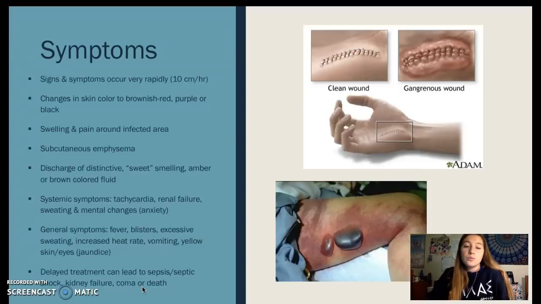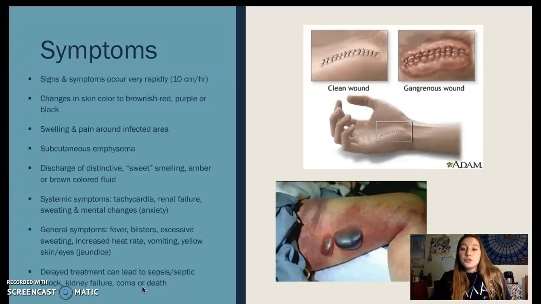General symptoms that occur with most cases are blisters, fever, excessive sweating, increased heart rate, vomiting, and jaundice, which is yellow skin or eyes. Jaundice isn't an initial symptom. It occurs later on, but it does occur. Delayed treatment can lead to sepsis, septic shock, kidney failure, coma, or even death. And if infections aren't treated as soon as possible, amputations typically occur. So I guess that's a more severe symptom.